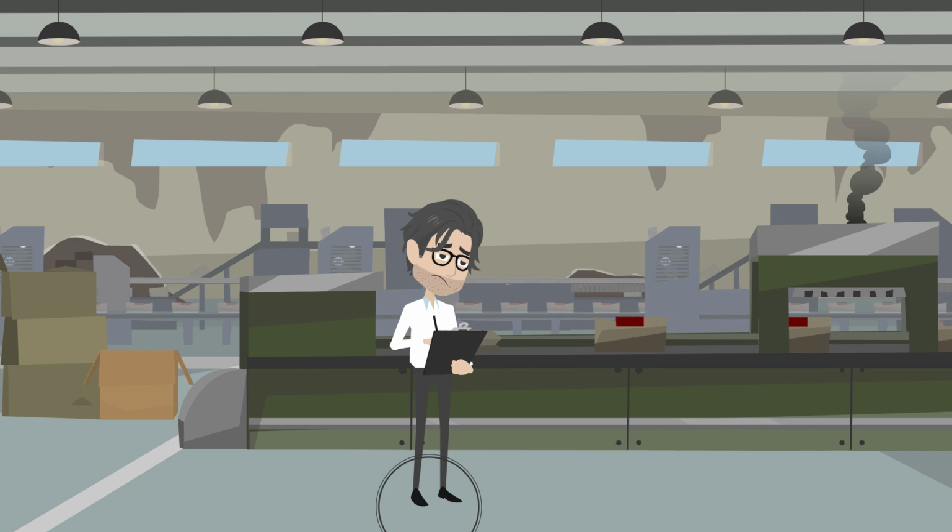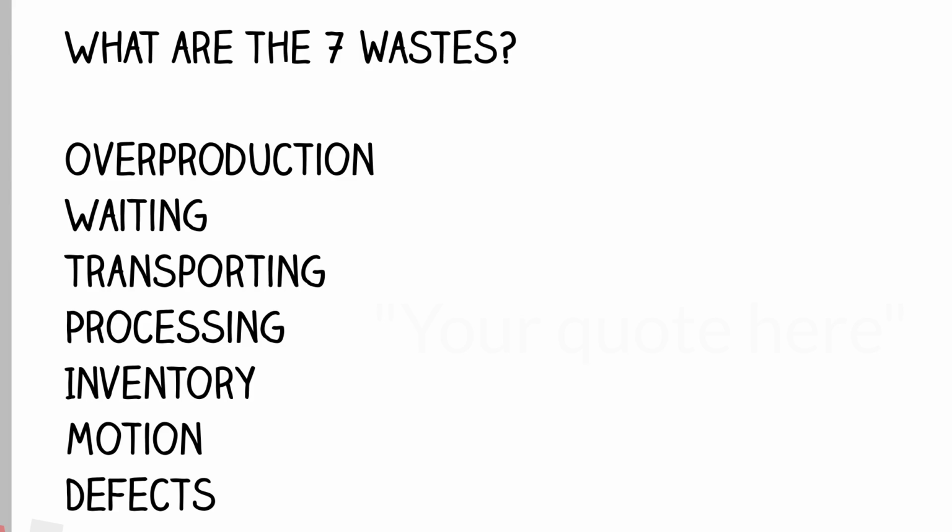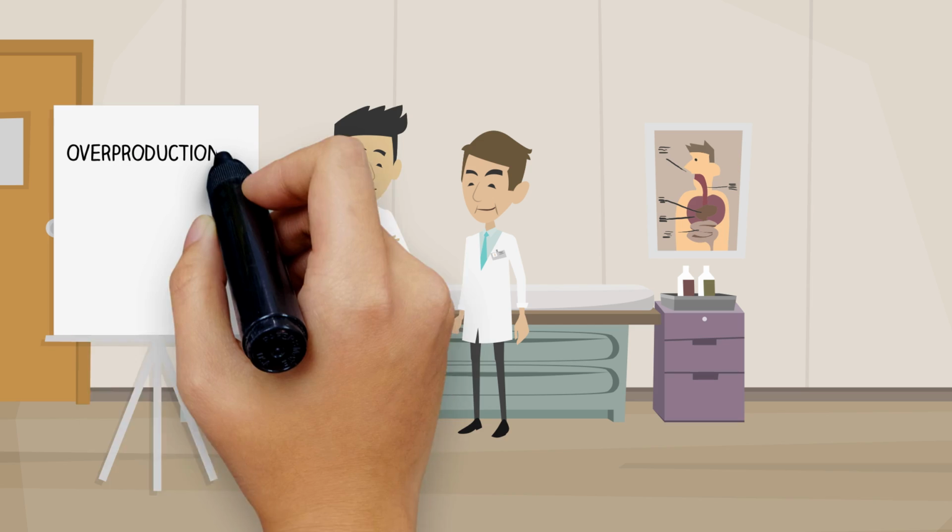The wastes Ohno identified were overproduction, waiting, transporting, inappropriate processing, excess inventory or storage, unnecessary or excess motion, and defects. Let's examine each of these wastes in some more detail.